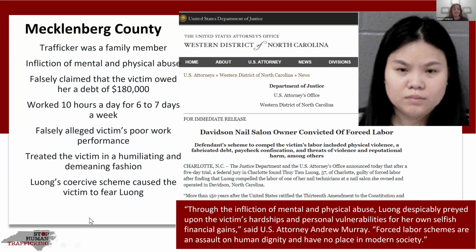And at the end of the day, that survivor feared her and believed that they could not leave. The difference between labor exploitation and labor trafficking is the idea that the victim cannot leave. Both are illegal. Let me be very clear. Both are wrong. But it's labor trafficking when those people fear leaving.